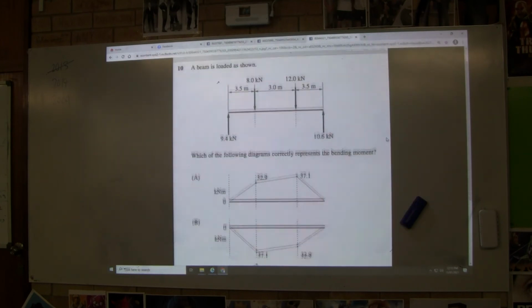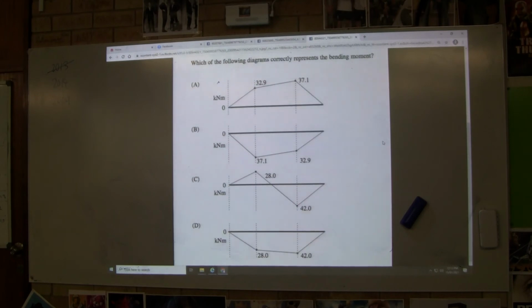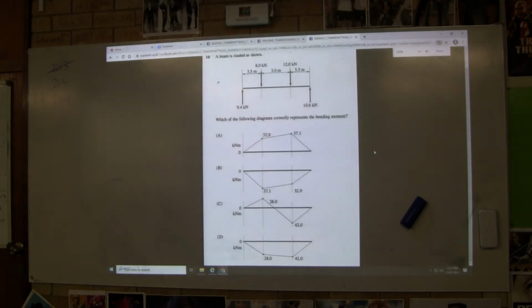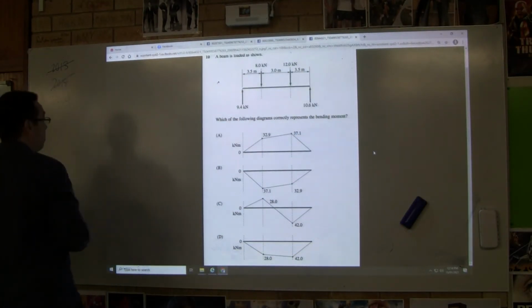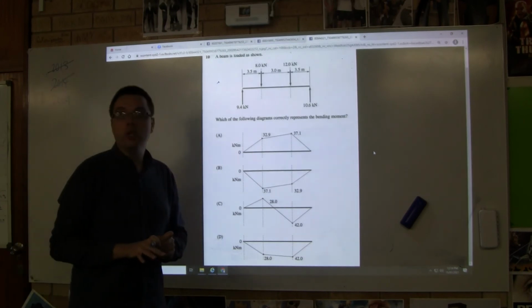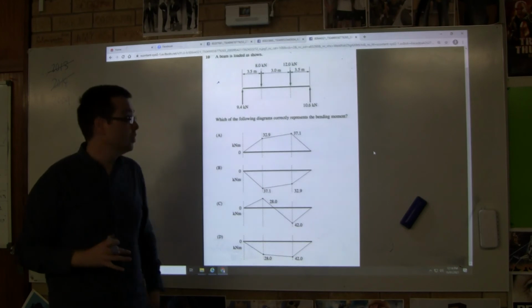Okay, this question here, they're asking us to match the correct bending moment diagram. Again, this is a multiple choice. This is from an old multiple choice, from 2009, so this would have been the hardest question of the paper. We don't have a shear force diagram to help us, so let's draw up our own shear force diagram.